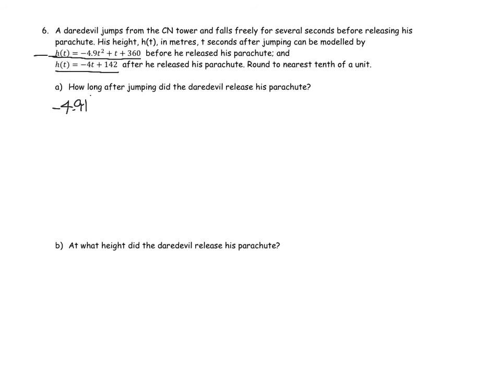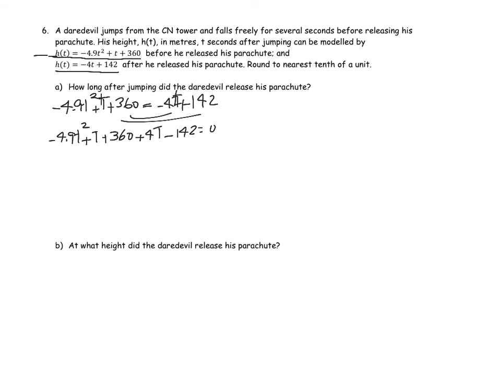So minus 4.9 t squared plus t plus 360 has to be equal to negative 4t plus 142. Now I'm going to collect all the like terms, or all the terms on one side. So I'm going to move this to the left, this to the left. I get negative 4.9 t squared plus t plus 360 plus 4t minus 142 is equal to 0. If we collect all the like terms, we get negative 4.9 t squared plus 5t plus 218 is equal to 0.